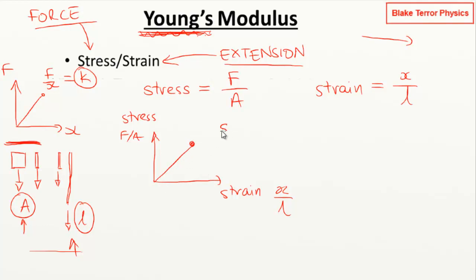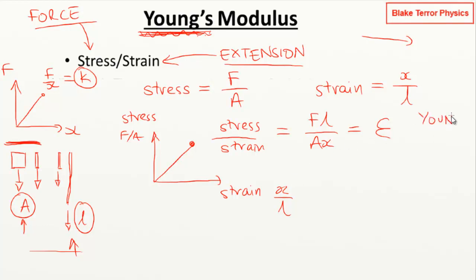But now our gradient is stress divided by strain. Stress divided by strain is going to be FL over AX, just dividing these together. This is often denoted with the Greek epsilon. And this is Young's modulus.